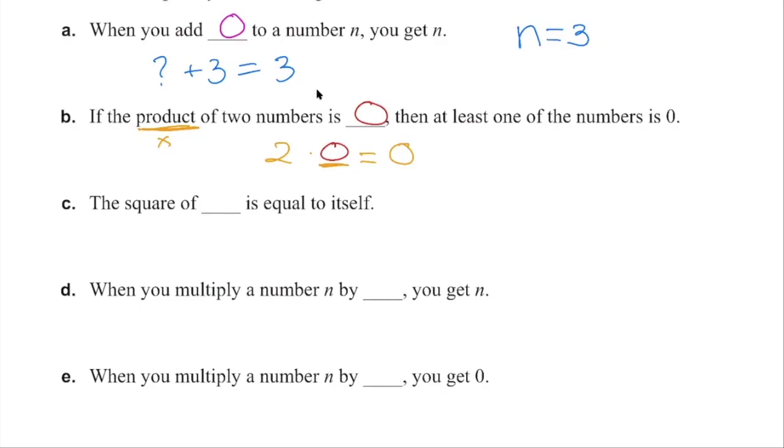The square of blank is equal to itself. So let's test it out. What's 0 squared? 0. What's 1 squared? 1. So that means this is both.